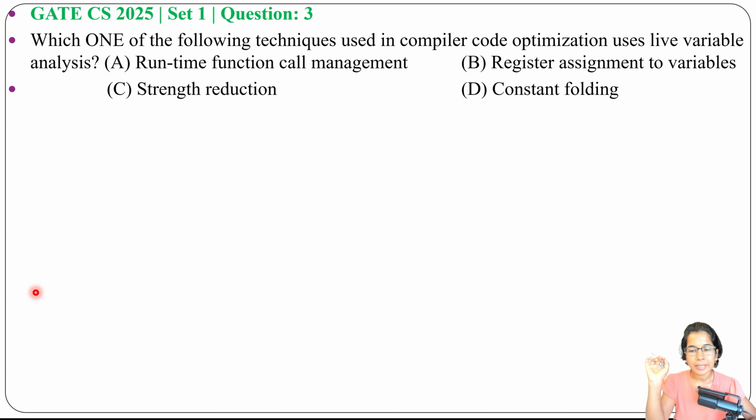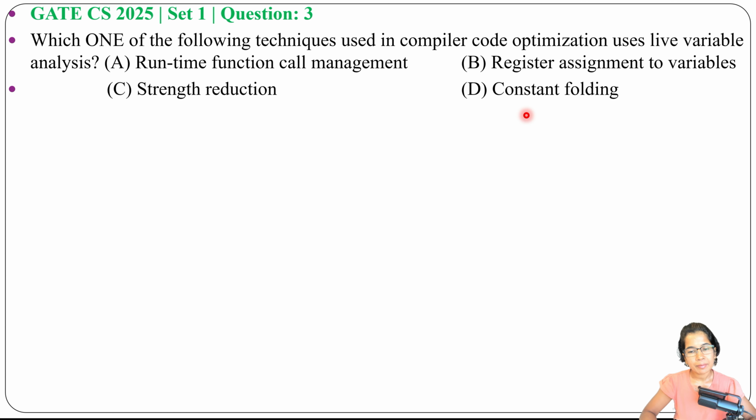Hey everyone, let's solve one previous question of compiler. This question was asked in GATE CS 2025 set 1 question number 3. Which one of the following technique used in compiler code optimization uses live variable analysis, and 4 options are given.